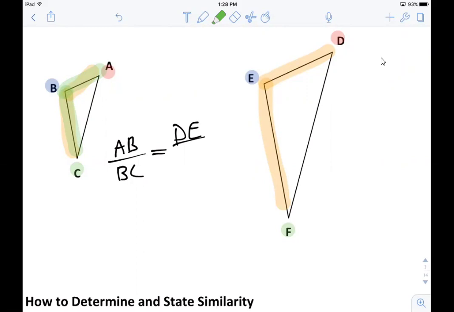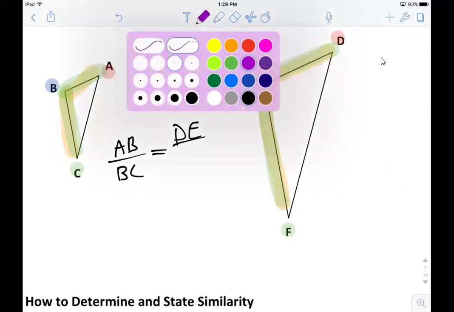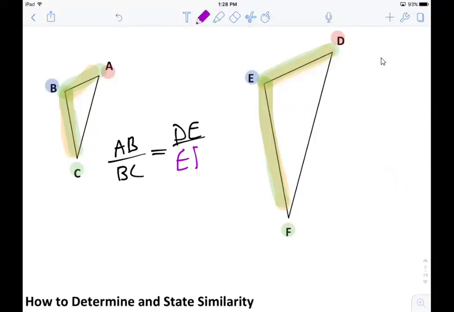Well, the one that corresponds with AB is DE. That's the one that I already have on top. Well, what would we divide that by to do the same thing that we did in the small triangle? Well, we'd have to divide it by this one here, EF. So maybe I'll just emphasize it in a different color. We would get the same ratio or the same decimal number when we take the side length of DE and divide it by EF.